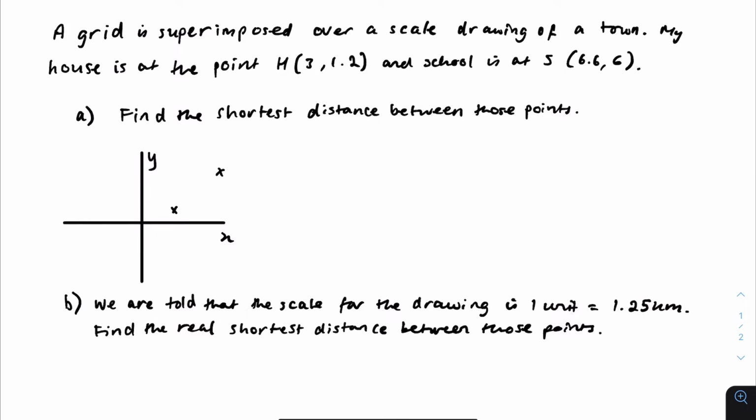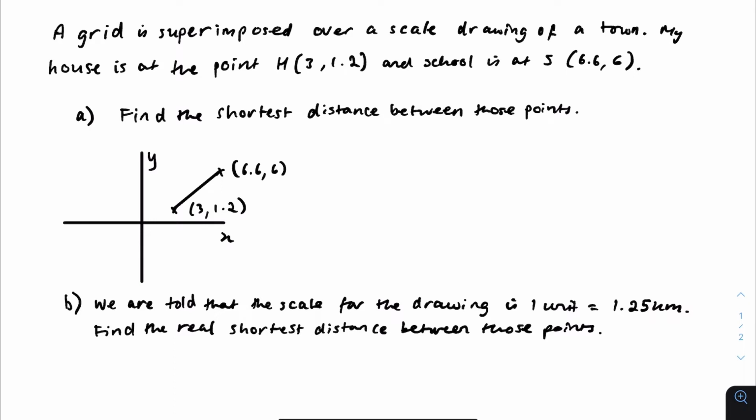Now, there are many different ways you can go from H to S, which is what the question's asking us. You can go around here, you can go even like this, and then finally end up here. But the quickest way is just going in a straight line. So we're just going to have to find the length of that straight line. Now, the way we can do that, let me just write the coordinates. So this is (6.6, 6), and this is (3, 1.2).